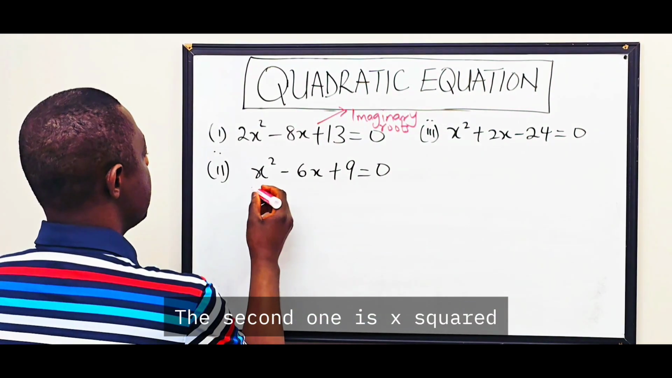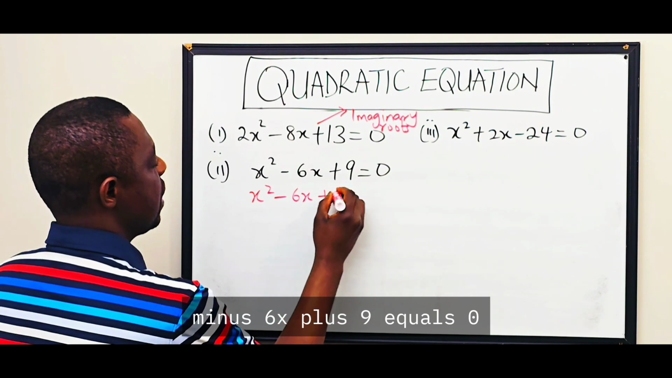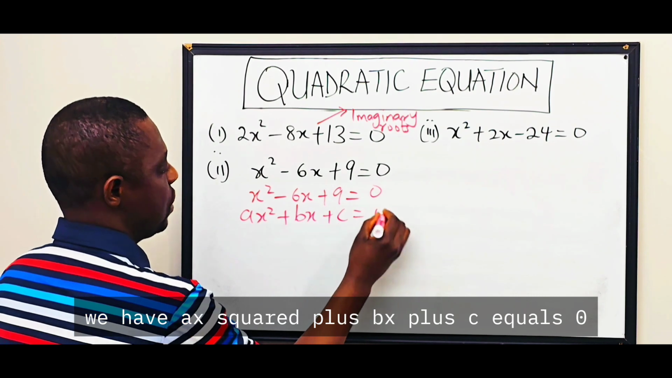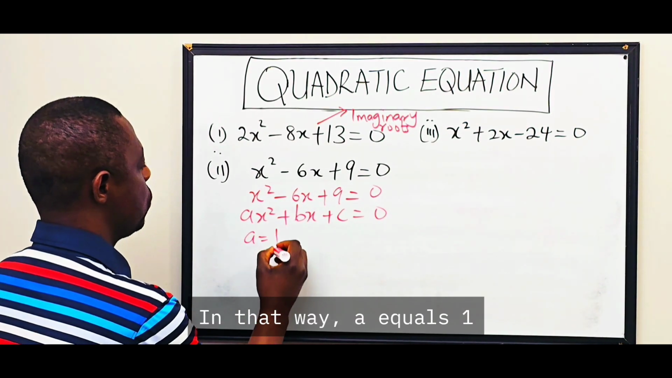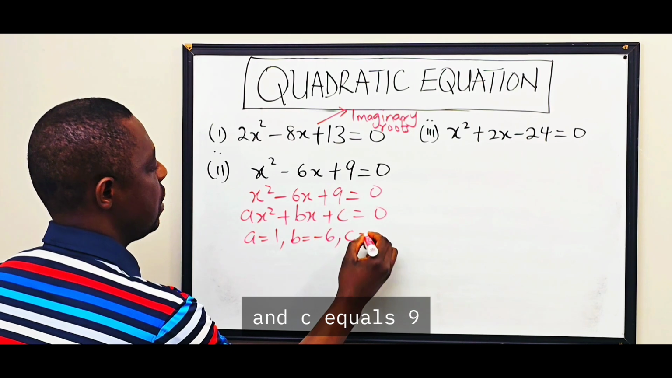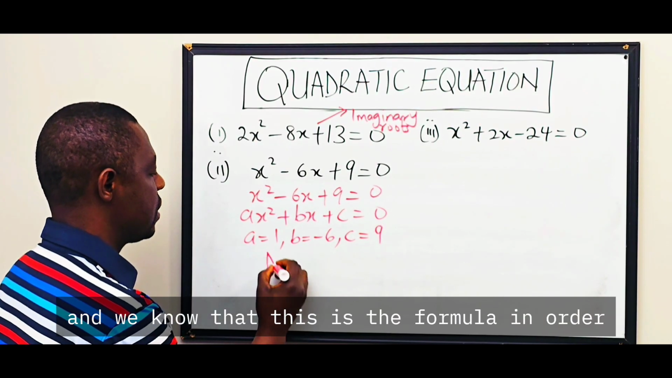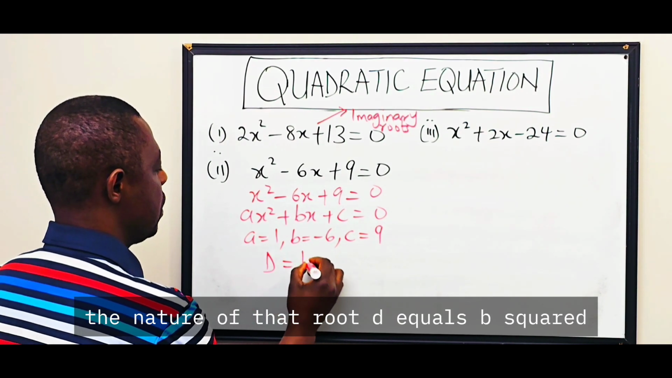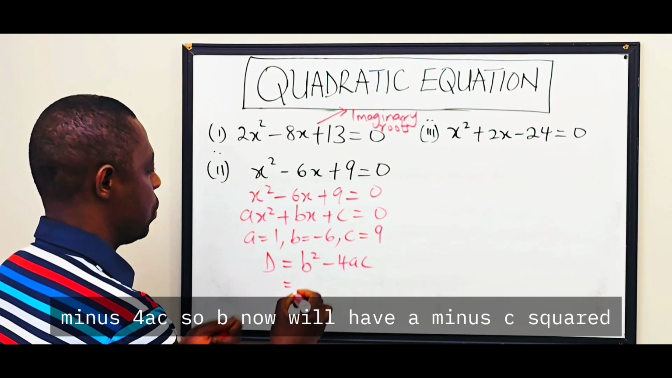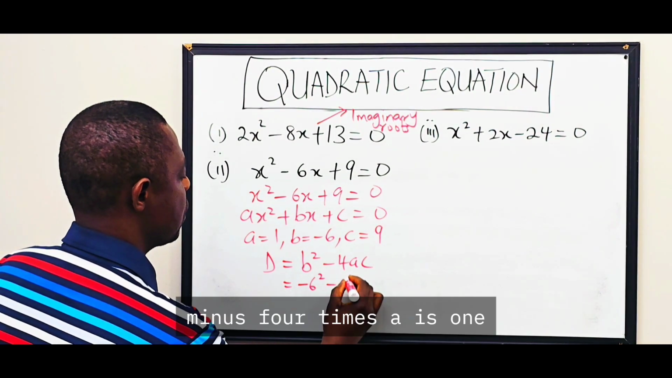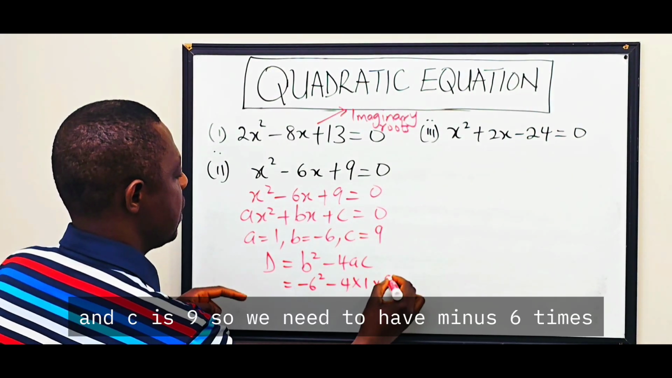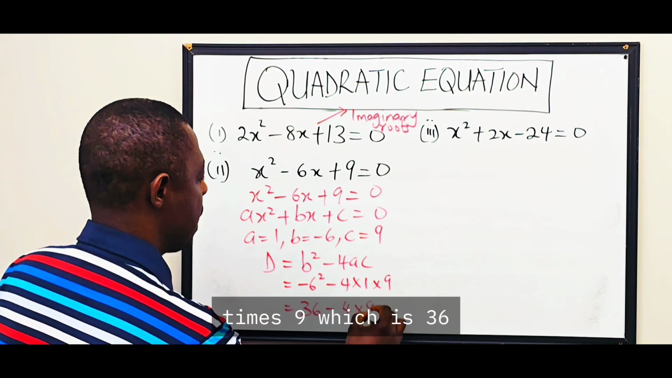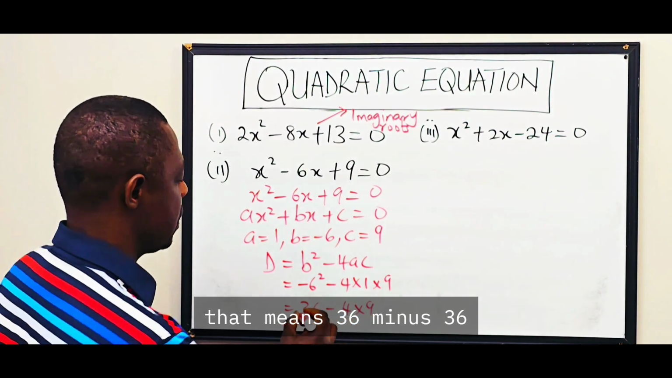The second one is x squared minus 6x plus 9 equals 0. If you compare that with ax squared plus bx plus c equals 0, a equals 1, b equals minus 6, and c equals 9. And we know that this is the formula for us to determine the nature of the root: d equals b squared minus 4ac. So we have minus 6 squared minus 4 times 1 times 9. Minus 6 times minus 6 gives 36, minus 4 times 9, which is 36. That means 36 minus 36 gives us 0.